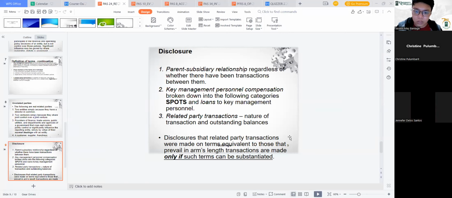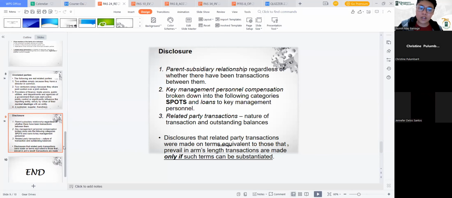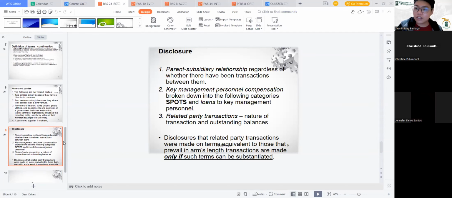So take note, disclosures that related party transactions were made on terms equivalent to those that prevail in arm's length transactions are made only if such terms can be substantiated. So there should be valid proof or documentation enough to show that there are really related parties involved. But as you can see, even without a transaction, as long as the said parties exist, we should disclose such, as you can see from slide number 9, in the notes to financial statements.